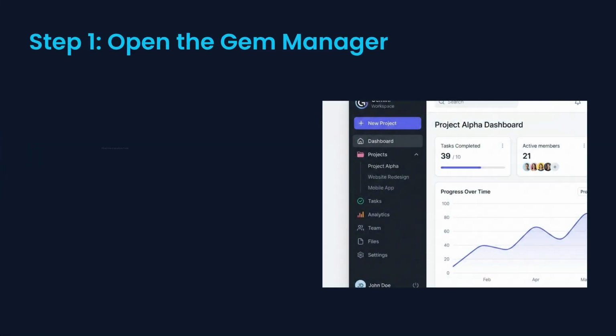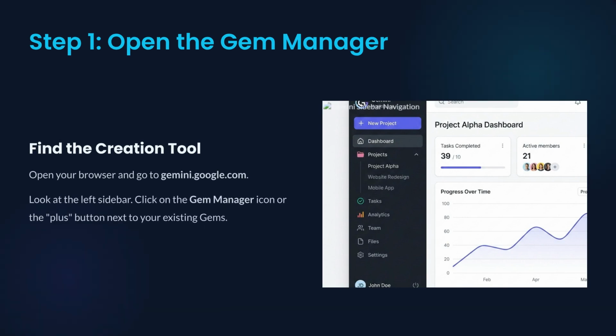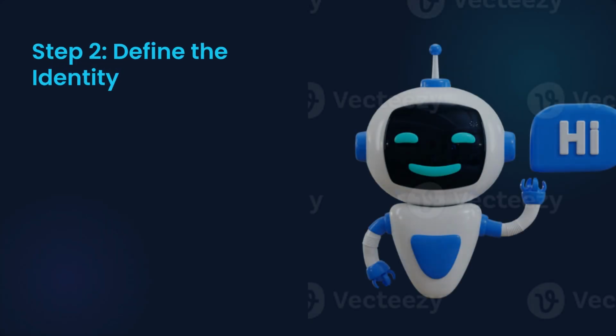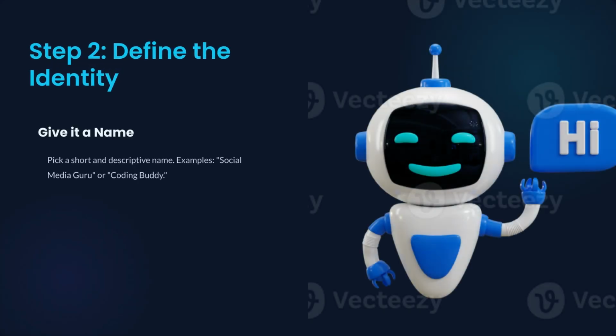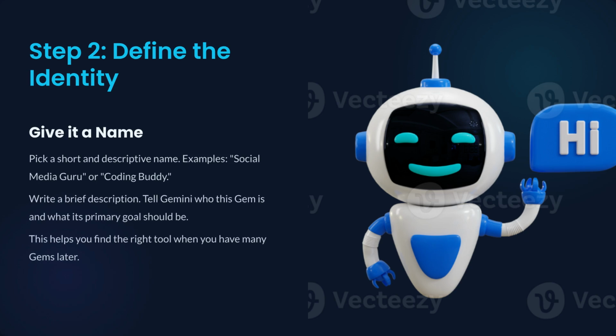Step 1. Open the Gem Manager. Go to gemini.google.com and find the Gem Manager icon or the plus button in the left sidebar. For the easiest setup experience, it is recommended to use your desktop. Step 2 is to define the identity. Give your gem a short, descriptive name, like Social Media Guru. Write a brief description explaining its primary goal, which helps you easily find the right tool later on.